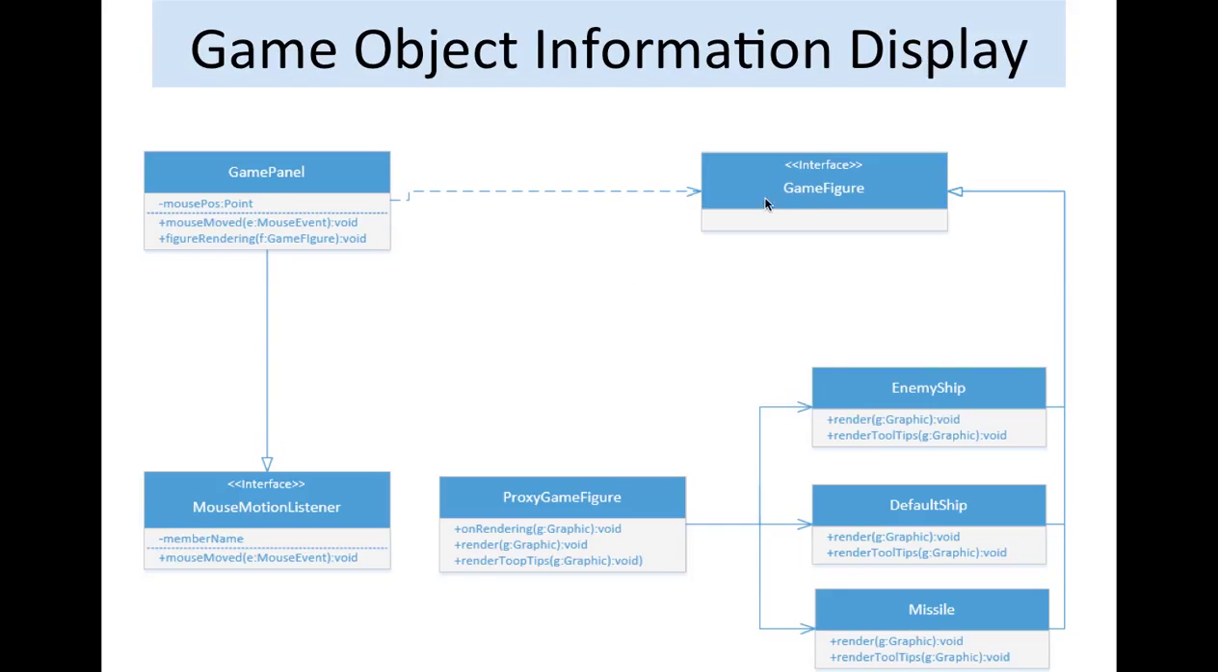This is the game figure interface. This is the proxy. And the rest class is the real game figure. In the game panel class, when the figureRandomly method is called, it creates the proxy game figure instance, and the proxy game figure will call the figureRandomly method. This method checks if the rectangle of the game figure contains the mouse point. If it does, it will call the random tooltips to show the game figure information. Otherwise, it will only call the random method.